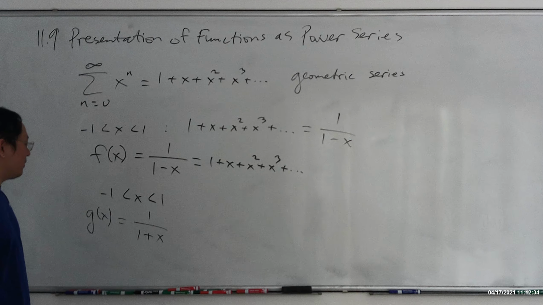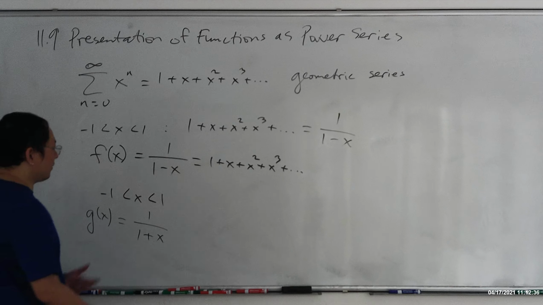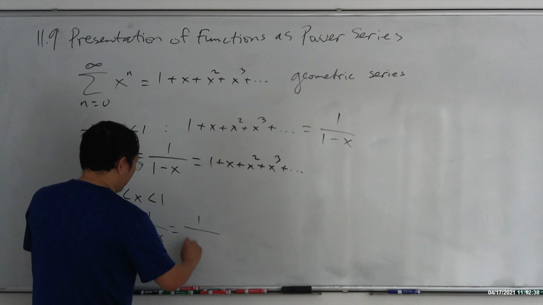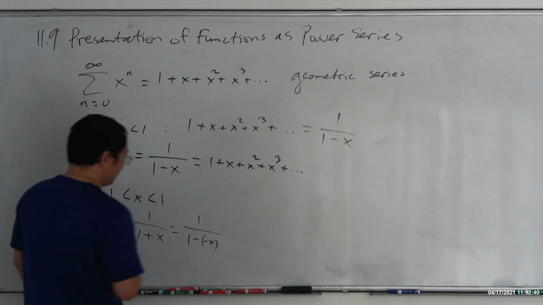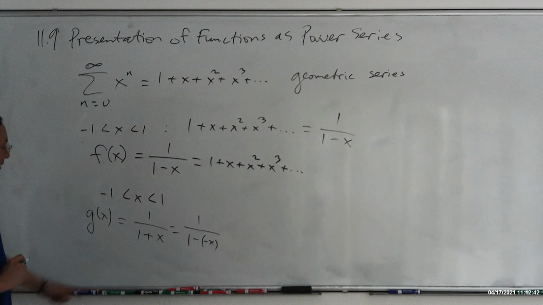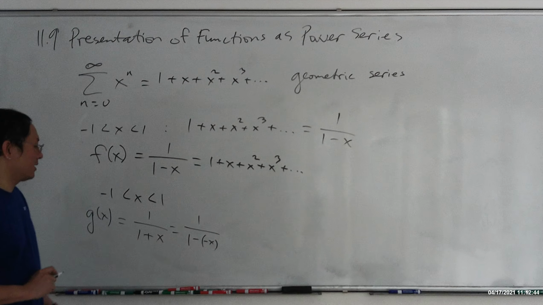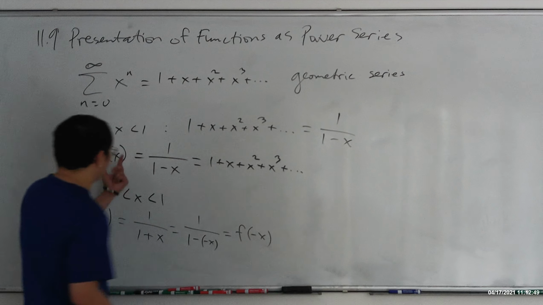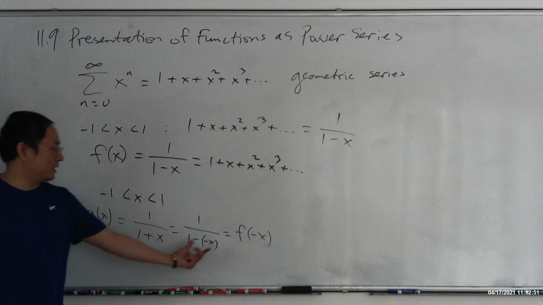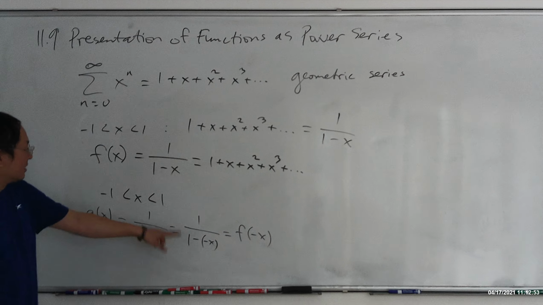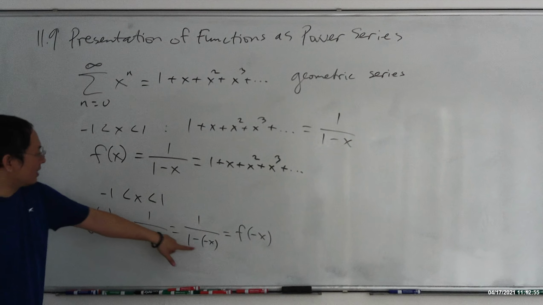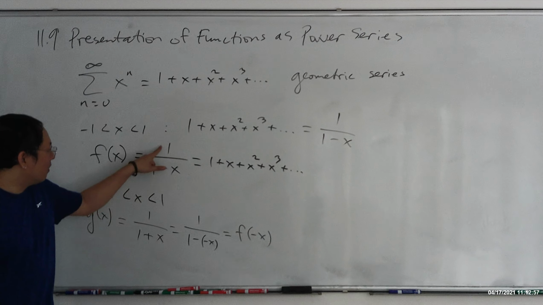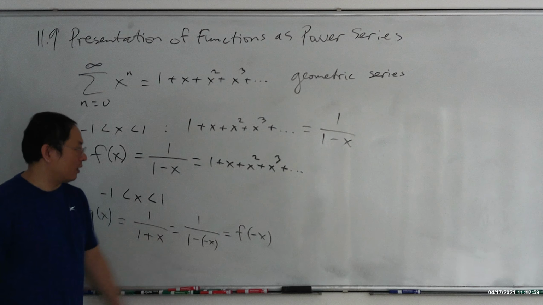How can I represent this as a power series? I can think of it as 1 over 1 minus negative x. Plus x is 1 minus negative x. So this is no more than a function f of negative x that you have right here. So g of x is actually f of negative x. Is that right? Because you replace x by negative x, you have 1 over 1 minus negative x, which is what you have right here.